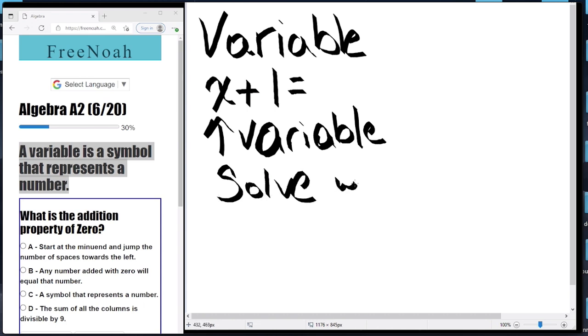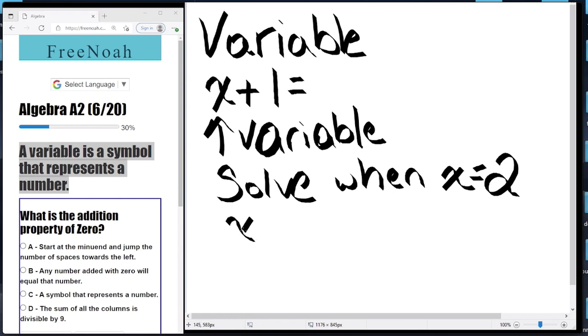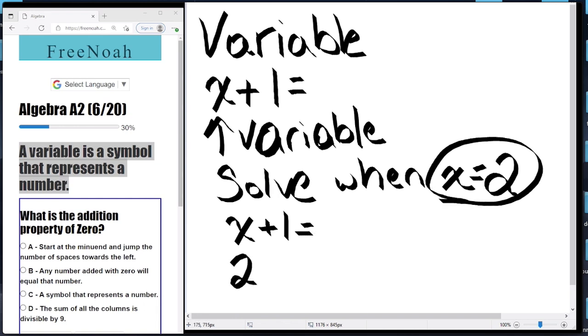So we're going to say solve when x equals 2, something basic. We have x plus 1 equals, not sure yet. We're going to take this x equals 2 and simply plug it in, replacing the x with the 2. So the equation that we're looking for is 2 plus 1 equals 3.